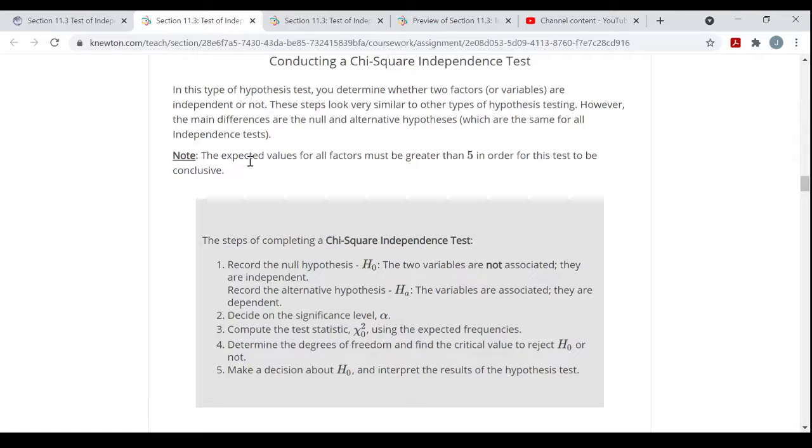Note, the expected values for all factors must be greater than 5 in order for this test to be conclusive. Alright, so why that is, we're not going to get into that. Just keep a note of that.